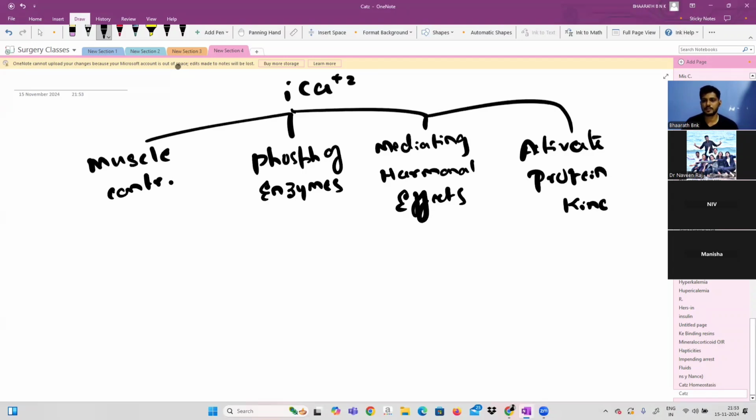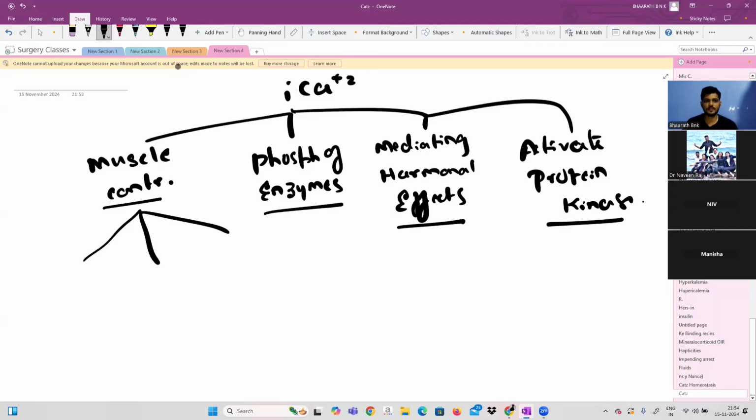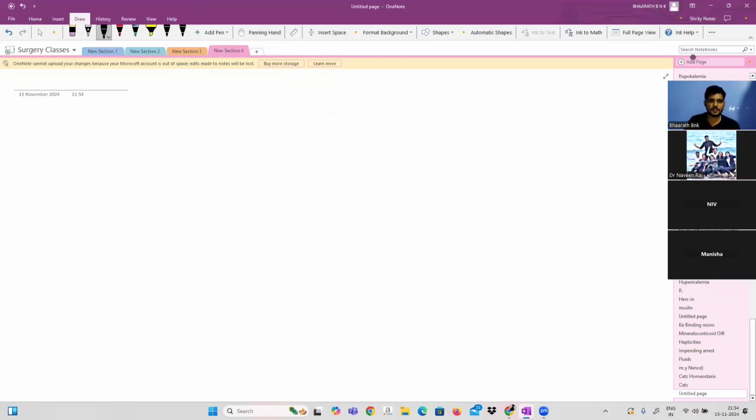Right? So, ionized calcium is required for muscle contraction, phosphorylation of enzymes, mediating the hormonal effects, and the activation of protein kinases. Muscle contraction slightly varies between a skeletal muscle, a smooth muscle, and a cardiac muscle as to how this calcium causes muscle contraction. Right. So first we'll start with skeletal muscle.